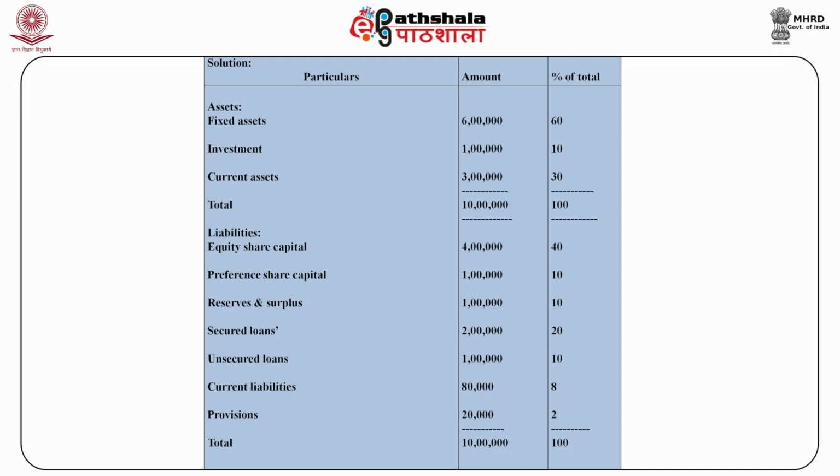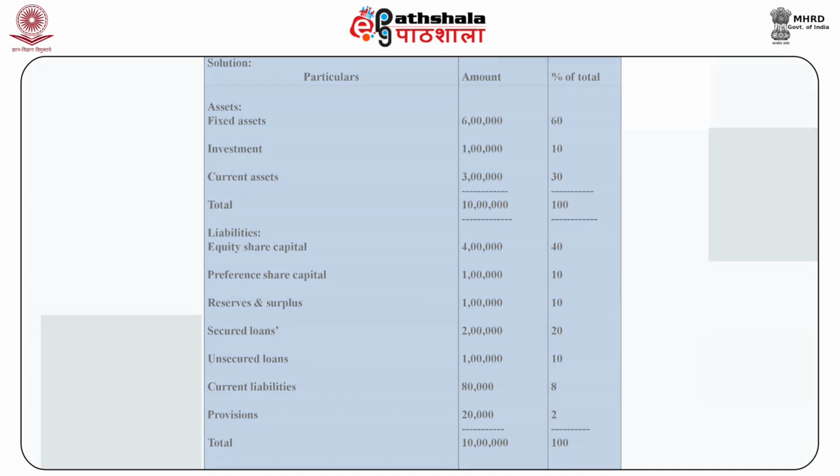Then we have liabilities, that is equity share capital of 4 lakh, that is 40% of the total. Then we have preference share capital of 1 lakh with 10% of the total, reserves and surpluses of 1 lakh with 10% of the total, secured loans 2 lakh with 20% of the total, unsecured loans 1 lakh with 10% of the total, current liabilities 80,000 with 8% of the total, provisions 20,000 with 2% of the total, making a total liabilities of 10 lakh.